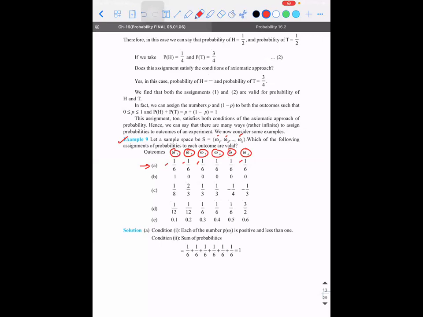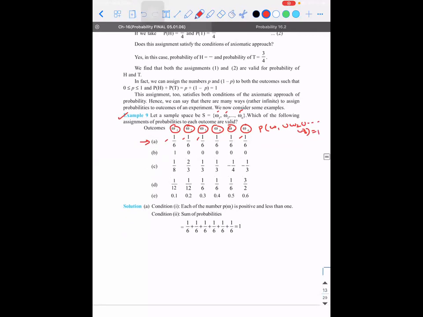So how to verify this? First, if you check the probability of each case, how much is it? It is less than 1. It is 1 by 6, right? Next, if I calculate the probability of omega 1 union omega 2 union so on till omega 6, my answer should come out as 1, because omega 1 union omega 2 union till omega 6 is going to be the sample space. Am I clear with this? So the probability of sample space is 1.